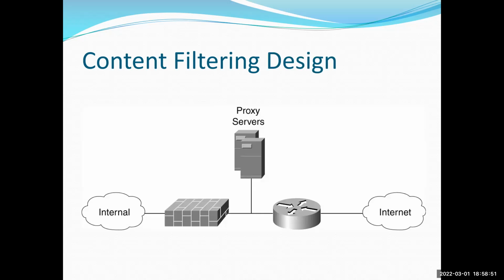So here's the content filtering design, actually. I forgot I had this. So we have here the internal network, so this is your client PCs connected in the network. This is the ASA, this is the router, the internet, switch 3. But before they go out, they need to go through this, right?